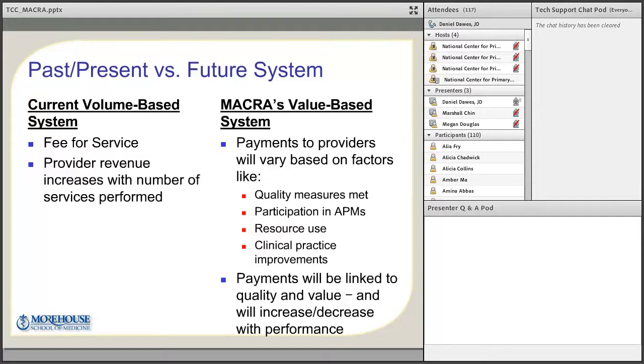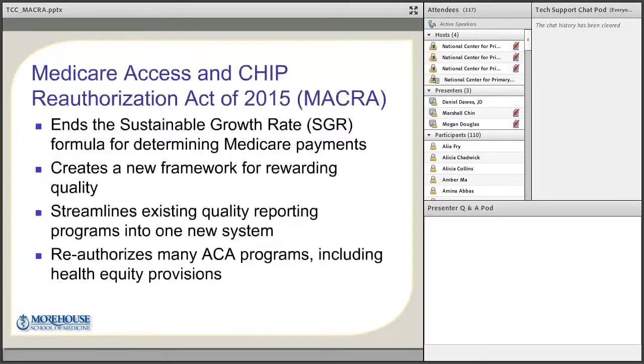Under this proposed rule, under MACRA, it's a value-based system. We want to reward clinicians on how healthy they're keeping their patients. The payments to providers are going to vary based on factors like quality measures, whether the clinician has met certain quality measures, and whether they participated in an alternative payment model. They're going to look at resource use, or the cost per beneficiary in the Medicare system, and then of course their clinical practice improvements, and we'll talk about those as well. So payments are going to be linked to quality and value, and they're going to increase or decrease with performance. It is a budget neutral policy.